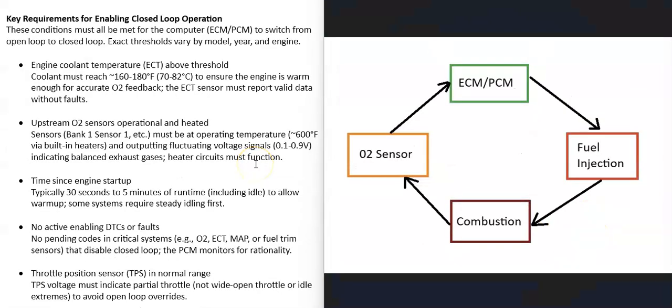And so there's going to be a series of steps that need to happen for the computer and the engine to go into this closed loop. This can vary a bit depending on the engine, the year, the make, the model. But the first thing that's going to happen is that the engine coolant temperature sensor is going to have to report that the engine is warm, roughly 160 to 180 degrees Fahrenheit. The upstream O2 sensor is going to have to be working correctly.